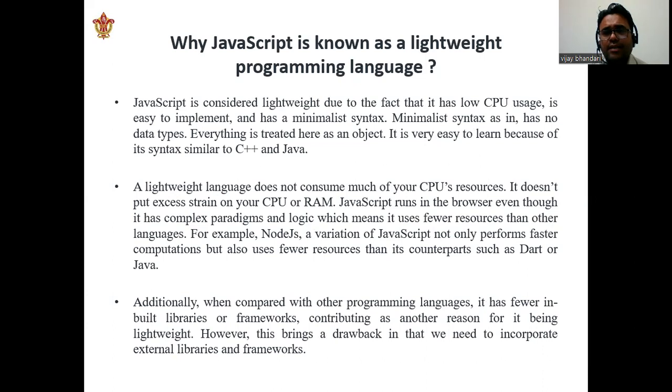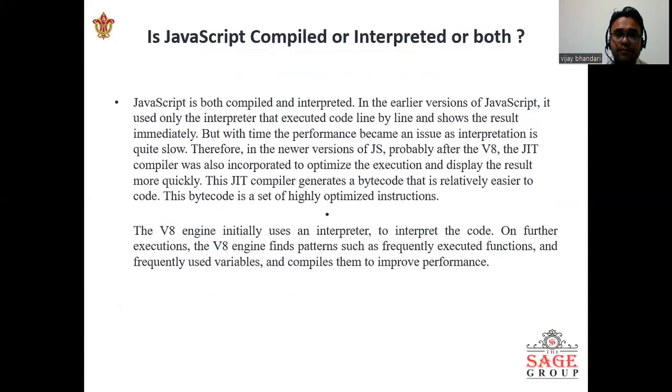Why is JavaScript known as a lightweight programming language? It has low CPU usage, is easy to implement, and has a minimalist syntax. It is treated as an object and is very easy to learn because of its syntax, similar to C++ and Java. A lightweight language does not consume much of the CPU resources, so it does not put excess strain on the CPU or RAM. Additionally, compared with other programming languages, it has fewer inbuilt libraries or frameworks, which is another reason for it being lightweight. This brings a drawback in that we need to incorporate external libraries and frameworks.